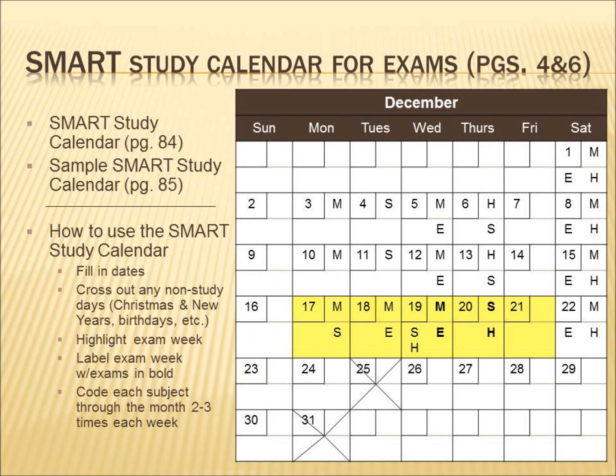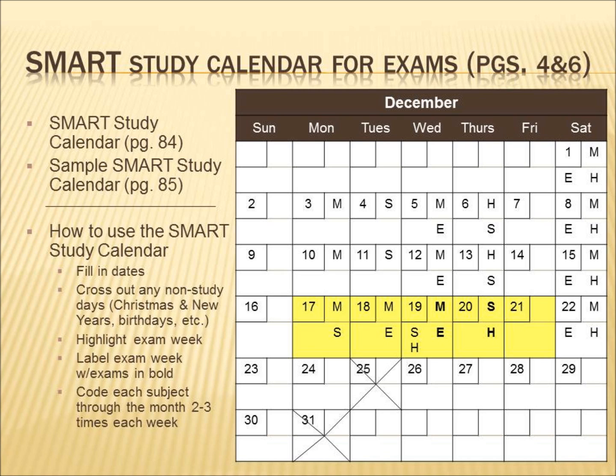Now the students are ready to learn how to use their Smart Study Calendar for exams that's found on pages 4 and 6. These can also be downloaded through QR codes or off the website directly. They need to read the instructions on page 84 and look at the sample on page 85. First, they fill in the dates. Then they cross out any non-study days. The example I gave here are Christmas and New Year's, but they can also do birthdays or other holidays.